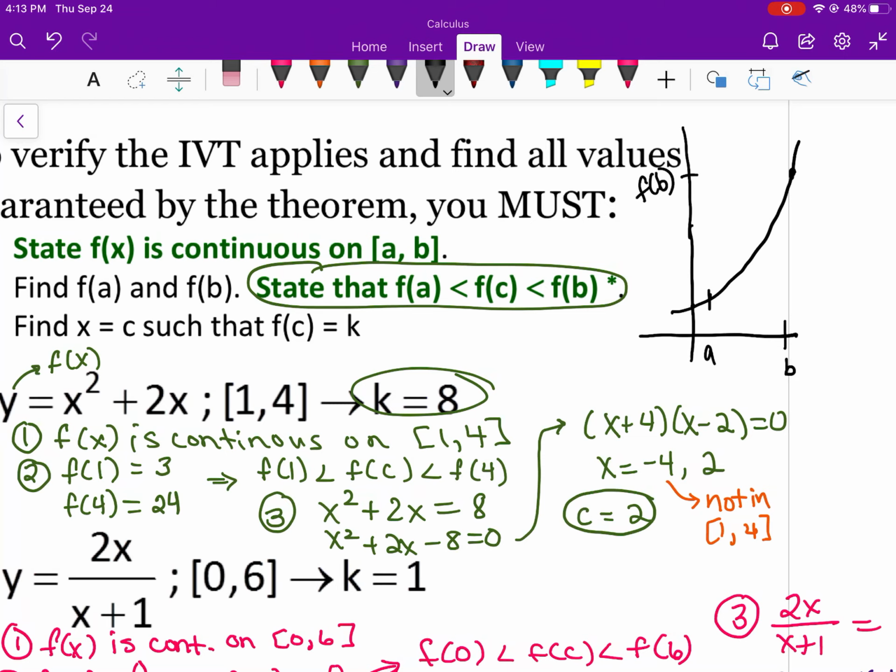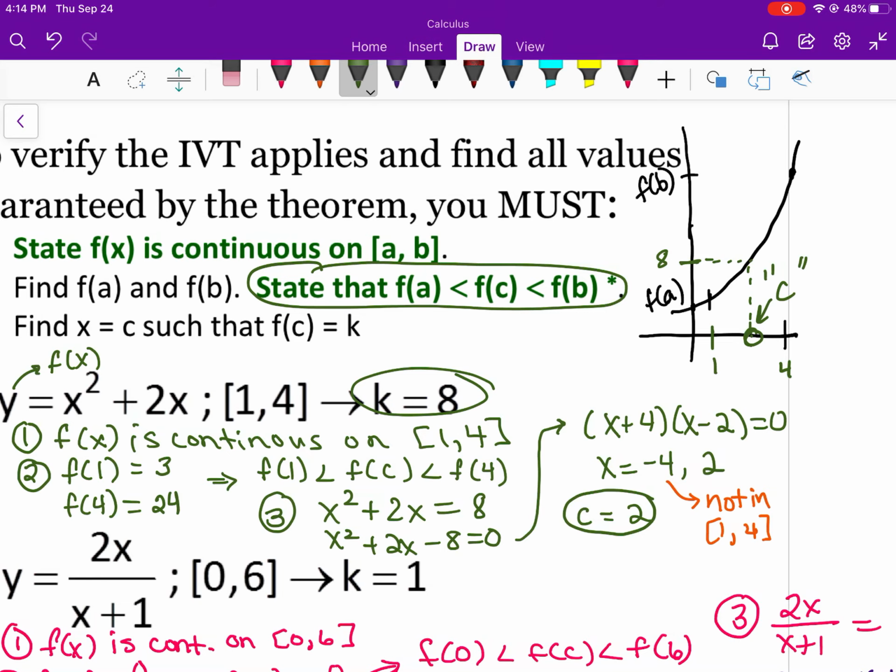Now, of course, you don't have to draw a graph for these. I'm just illustrating what we're given. So our A and B are actually the numbers 1 and 4. And so they gave you that K is 8. So let's say that that sits right here. This is 8. So if I come across and I come down, I'm going to find this place right here. We call that C.